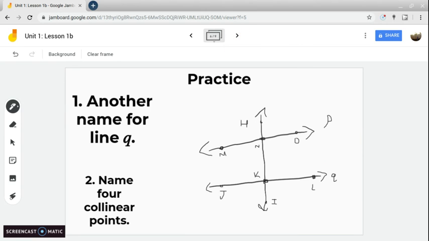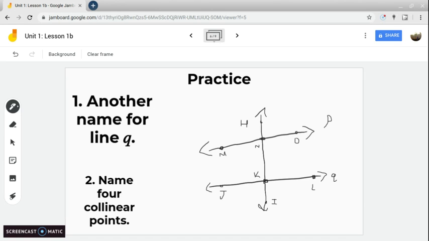So there are 8 practice questions that I put on here, and I will give you these 2. I'll read the problem. Number 1: another name for line Q, which is just script. And this is line Q. So what could be another name for that? And then number 2 is name 4 collinear points. If you don't remember what that means, look back on the video. Alright, you can pause the video now.